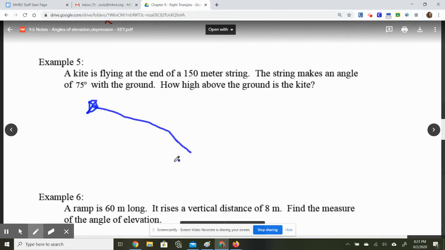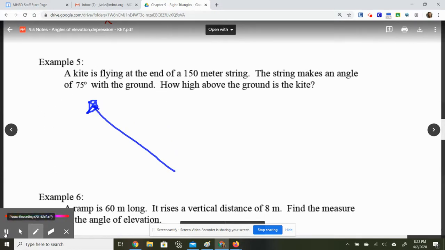Whoa, that is not a very straight string. Okay, I think that's a little better. I'm going to try drawing this way.